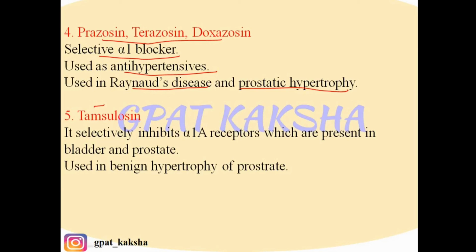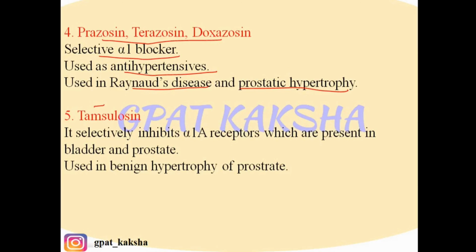and prostatic hypertrophy. Prostatic hypertrophy is a condition in which enlargement of prostate gland occurs, which leads to difficulty in micturition. So these drugs are used in treatment of prostatic hypertrophy, or benign hypertrophy of prostate, means non-cancerous enlargement of prostate gland which leads to difficulty in urination. So these drugs lead to relaxation of prostate muscles, and also these drugs facilitate micturition.